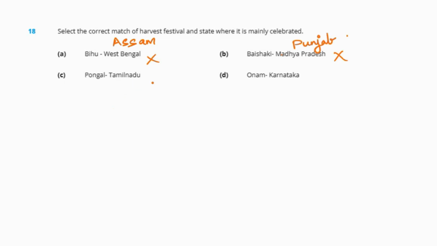Third one, Pongal, Tamil Nadu. Yes, that is a harvest festival celebrated in Tamil Nadu. That is true. Onam, Karnataka. So that is also wrong. Onam is a harvest festival celebrated in Kerala. So here the correct answer is option C is the correct match, Pongal, Tamil Nadu.